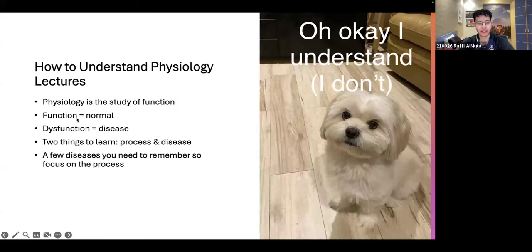Now, we really need to focus on just function because you guys are still early in medical school, so you only need to understand what the function is. Later down the line, you learn the dysfunction, and we'll only be talking about dysfunction in a superficial sense. So if you can remember the process, you can remember what goes wrong if you know the steps.